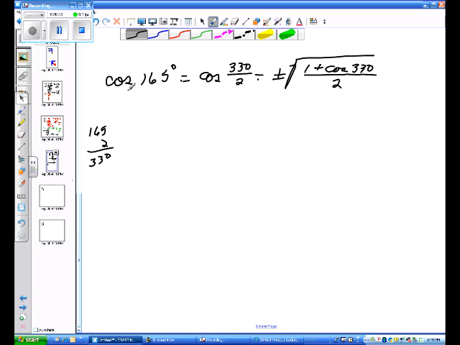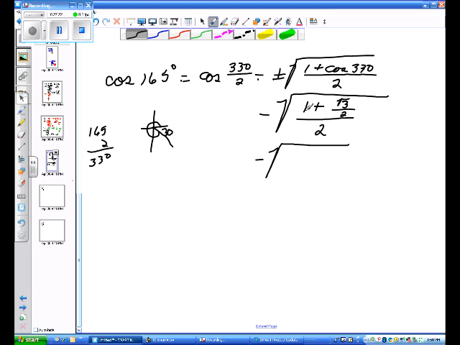165 is in the second quadrant. In the second quadrant, cosine is negative. So outside, we're going to use the negative. But inside, we're using the cosine of 330. 330 is in the fourth quadrant, and in the fourth quadrant, cosine is positive. So it's going to be a positive. Reference angle is 30. Remember, you go around, your reference angle is 30. So that's going to be the square root of 3 over 2. We're in the fourth quadrant, so it's positive, divided by 2.